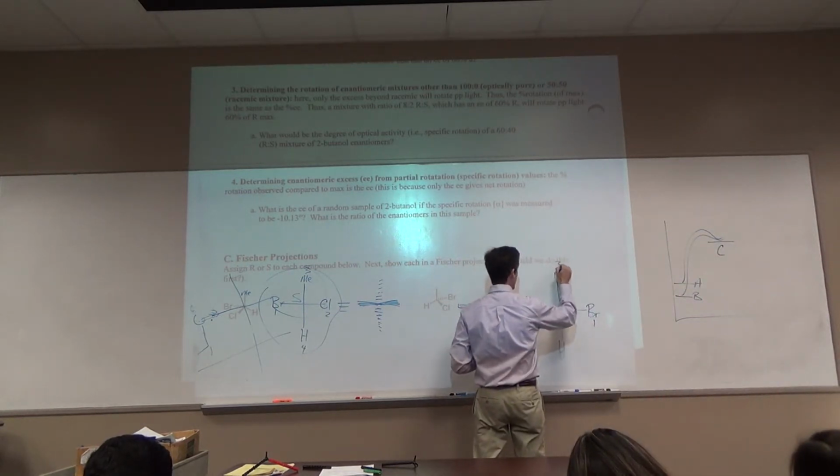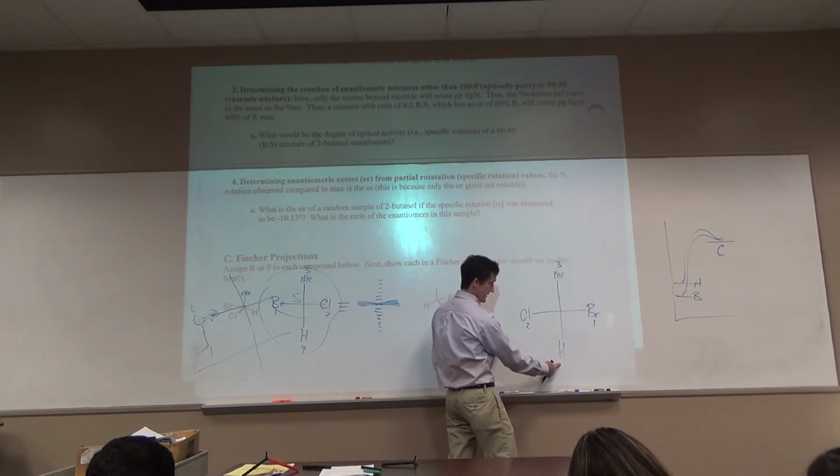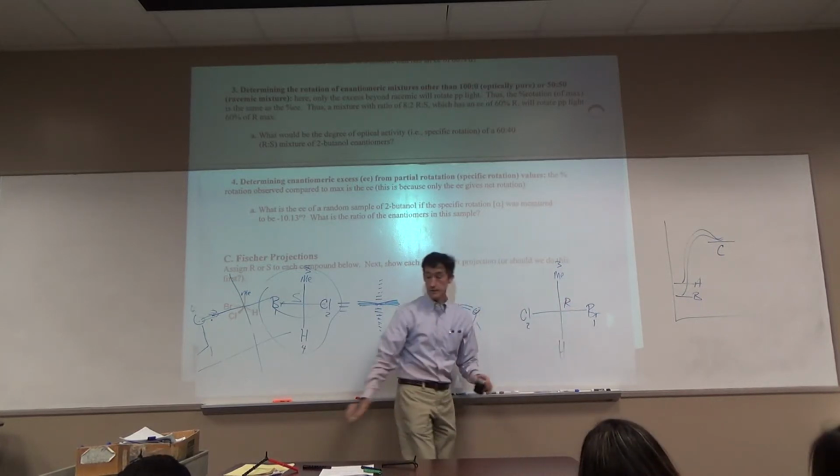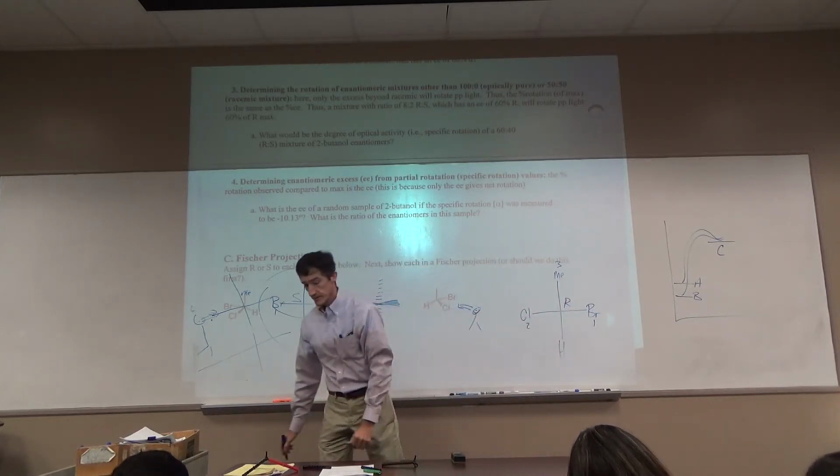1, 2, 3. H is in the back, correct? What is this? R? Yes. Those are 2 enantiomers of that compound.